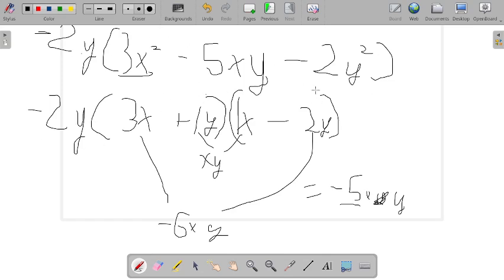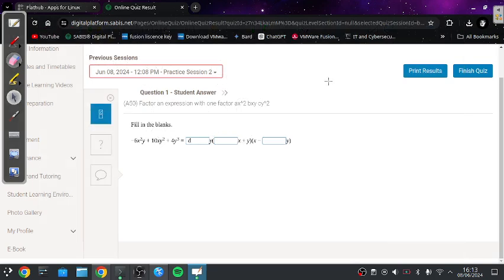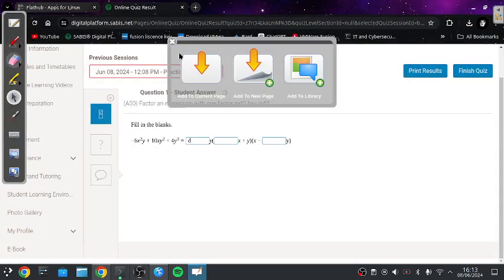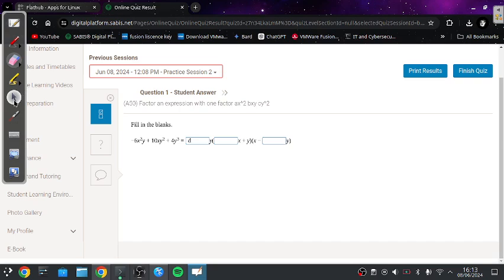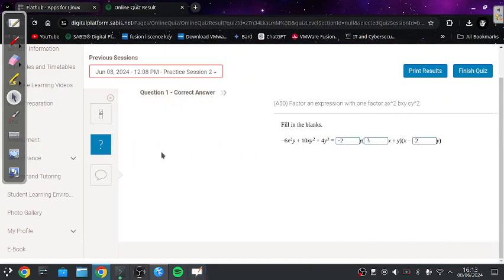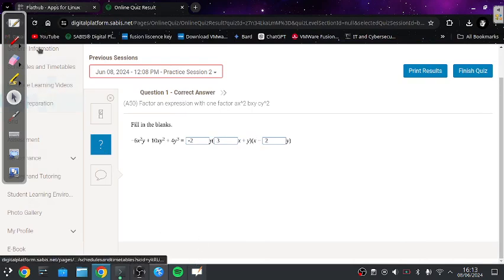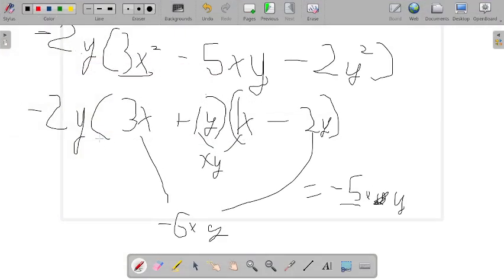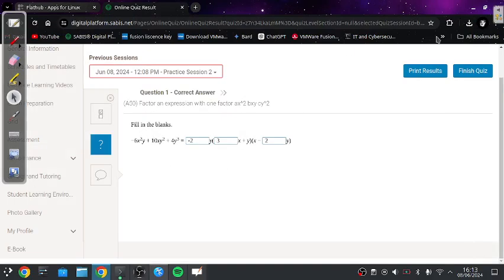Let me just check if it's correct. Desktop. No, is it not working? Oh, okay, I have multiple tabs open. There we go. So let me just go here. Negative 2, 3x plus y, and 2x minus 2y. That's correct. Okay.